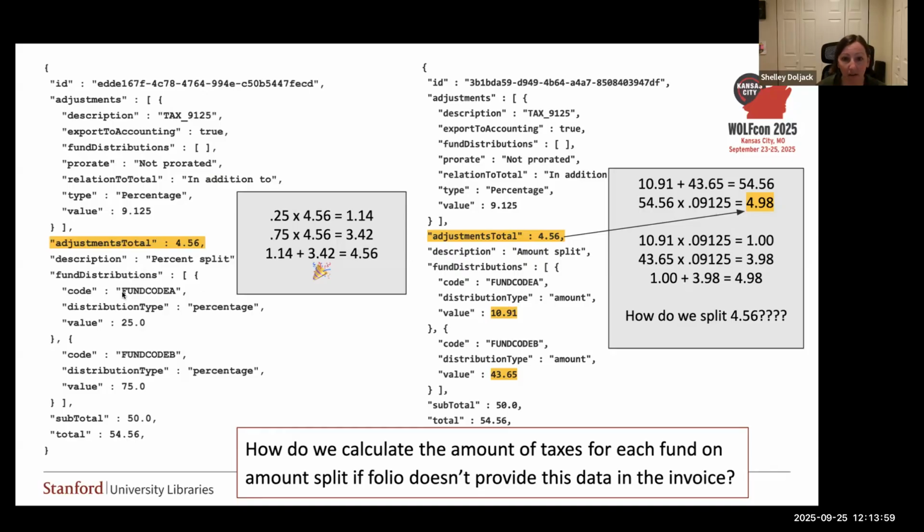With percentage split, all we need to do is apply the split percentage to the adjustments total to figure the tax paid or tax accrued for a fund. And we can also apply the split percentage to the subtotal down here at $50 to figure out the amount distributed from each fund before taxes. Luckily, our acquisition folks agreed with us that this was messy and it would be much easier to just do percentage splits.